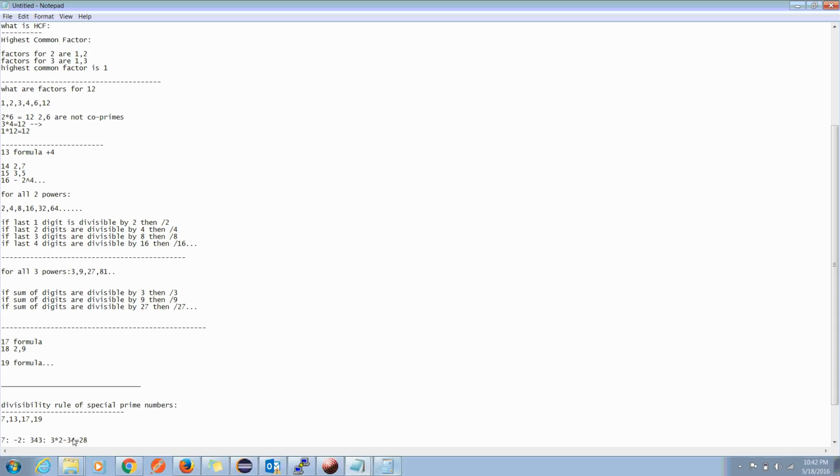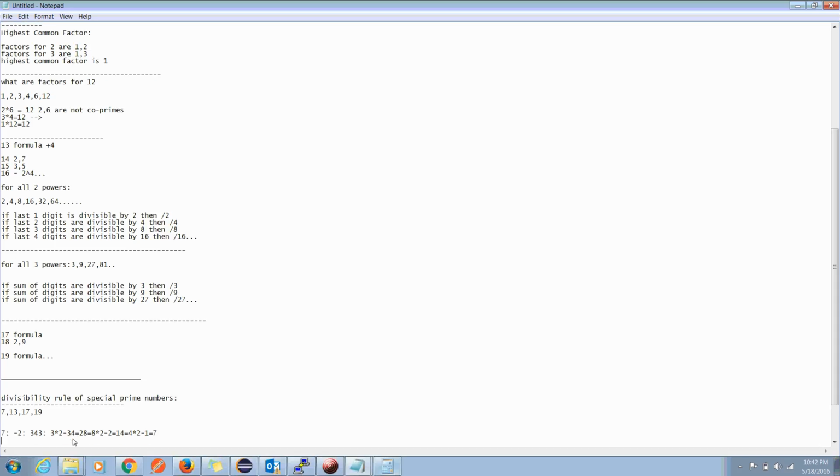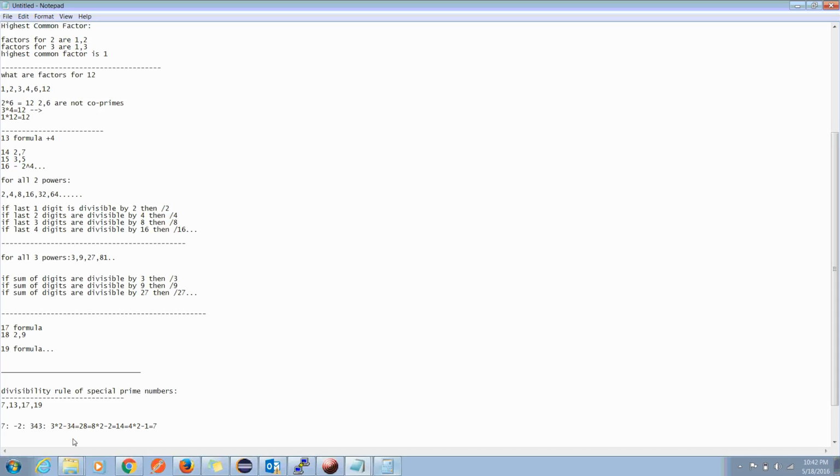You can keep applying that rule until you find a number which is actually divisible by 7 or which is not divisible. For 28, 8 into 2 is 16, minus 2, that is 14. You can keep applying if you don't know 7 2s are 14. 4 into 2 is 8, minus 1, that is 7. 7 is divisible by 7. So 343 is divisible by 7.